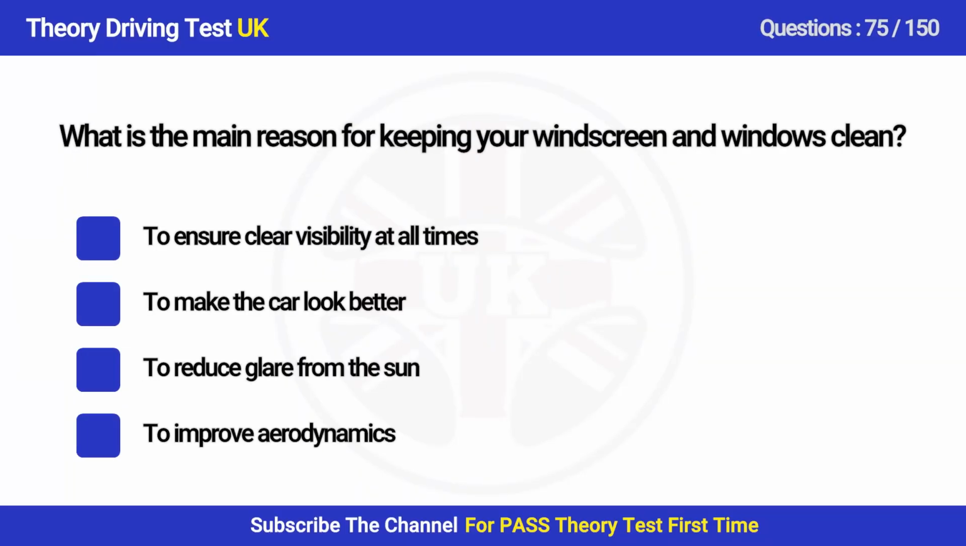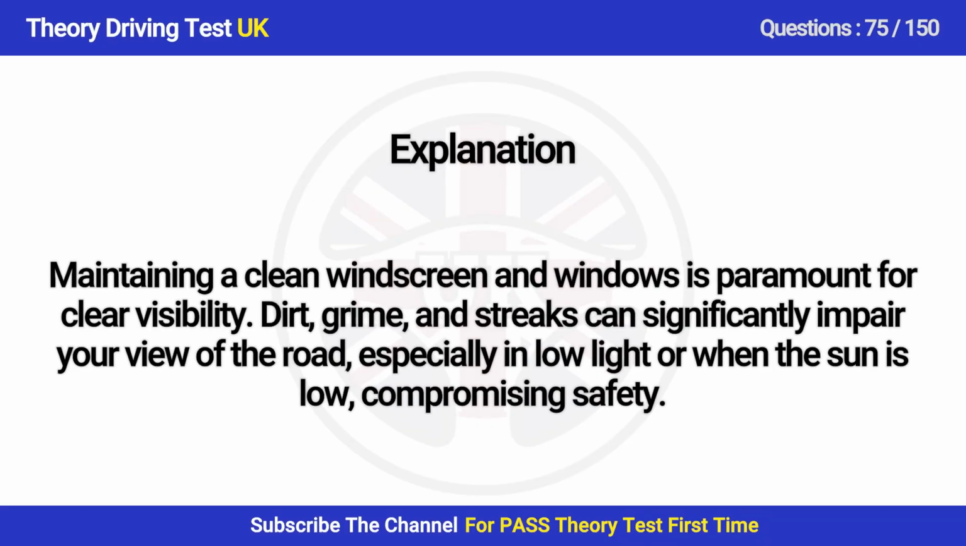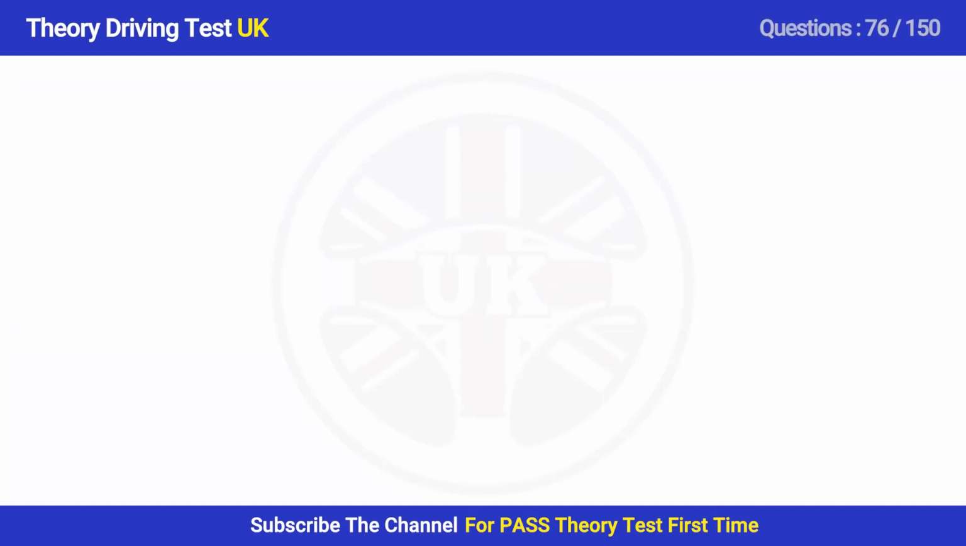Question 75. What is the main reason for keeping your windscreen and windows clean? A. To ensure clear visibility at all times. B. To make the car look better. C. To reduce glare from the sun. D. To improve aerodynamics. Answers is A. To ensure clear visibility at all times. Maintaining a clean windscreen and windows is paramount for clear visibility. Dirt, grime, and streaks can significantly impair your view of the road, especially in low light or when the sun is low, compromising safety.